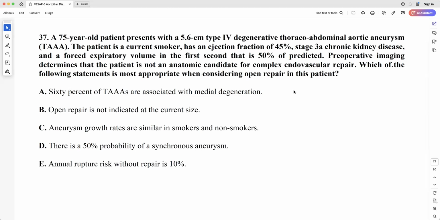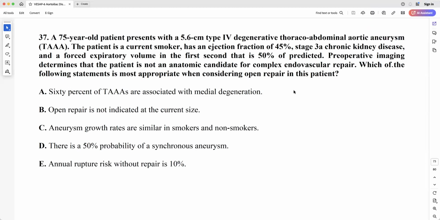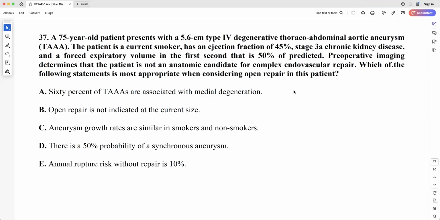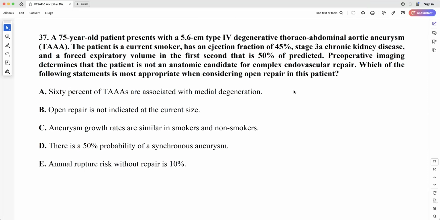What's type 4? Type 4 is from the renal up to the iliac. Renal to the iliac. This is not thoracoabdominal, this is infrarenal or juxtarenal. Correct? Yeah, I mean, from the visceral segment down to the iliac, to the aortic bifurcation. Okay. But it's supraceliac. Yes.